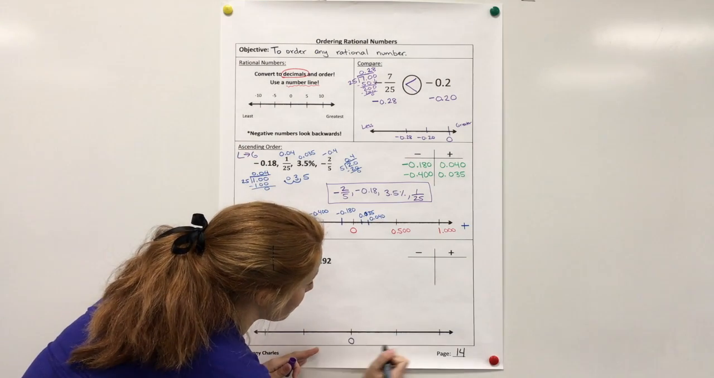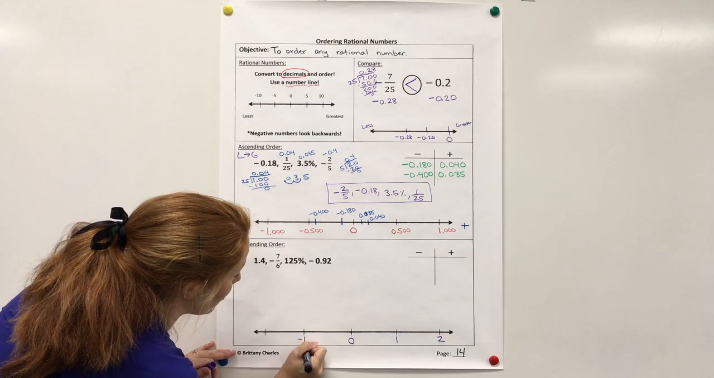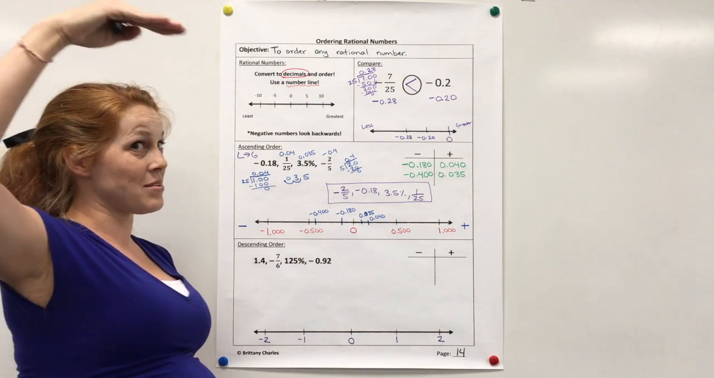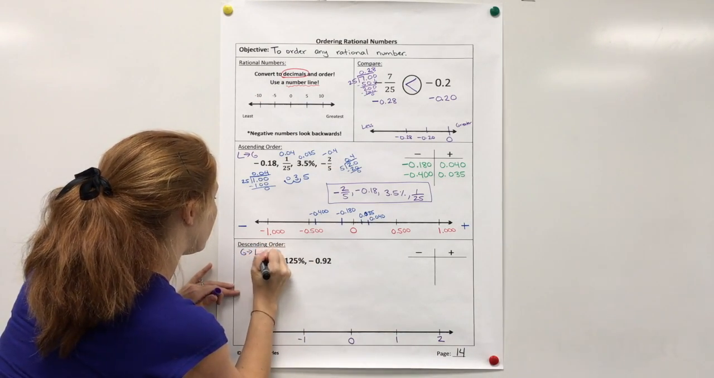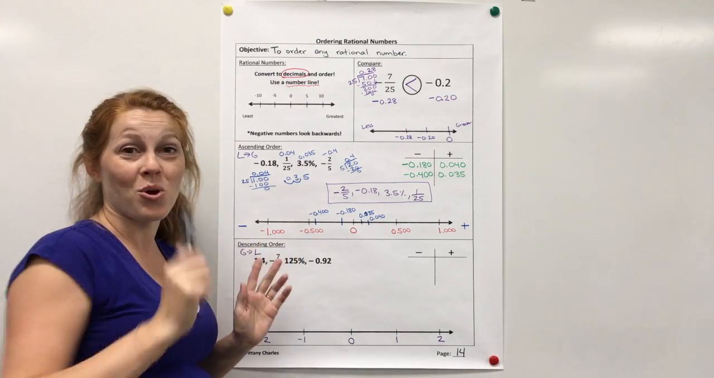We'll make this 0, 1, 2, and -1, -2. Also, don't forget, descending means you're going down, so greatest to least. Okay, so go ahead and pause, try this one, and then we'll go over it.